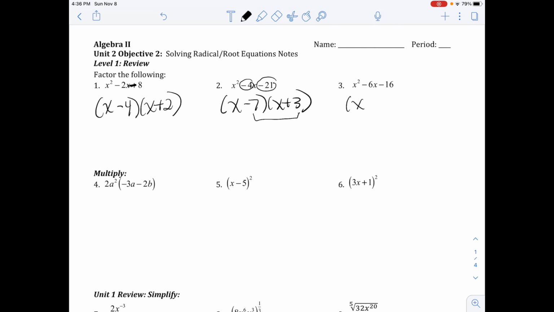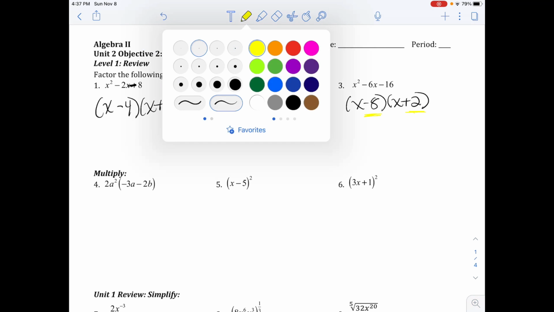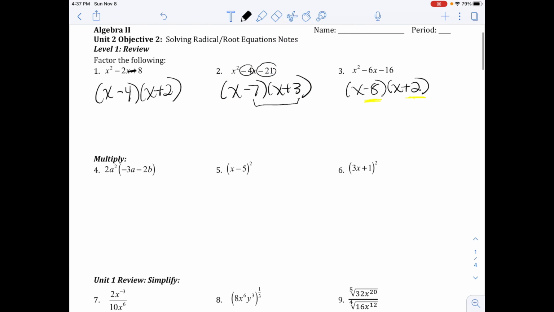Number 3, (x minus 8)(x plus 2). So again, you're looking for two numbers that multiply to be the third number. So they multiply to be negative 16 and add to be negative 6. All right, so that's the factoring.